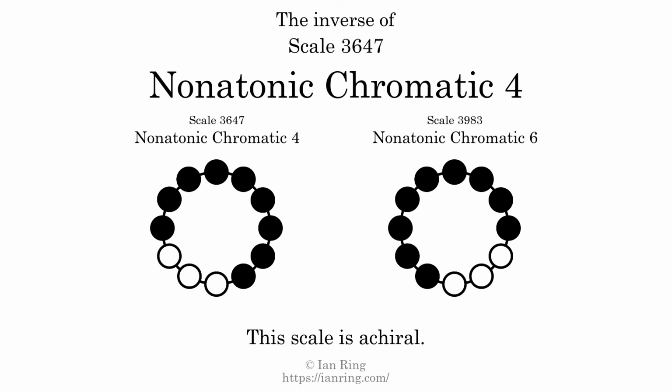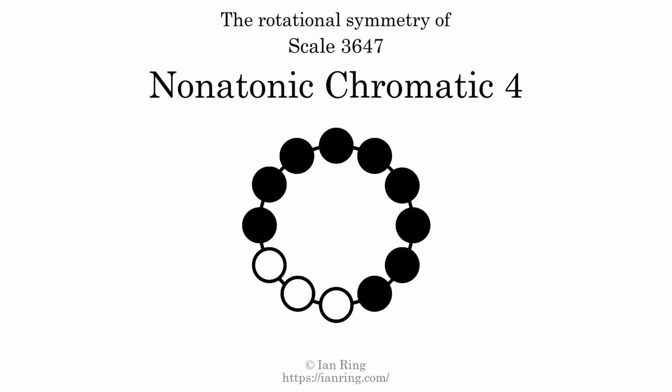The inverse of a scale is a mirror image. It is what you get when the sequence of intervals is reversed. The inverse of this scale is scale 3983, also known as Nonatonic Chromatic 6. This scale is achiral, since it can transform into its own reflection by a rotational transformation. This scale has no rotational symmetry.